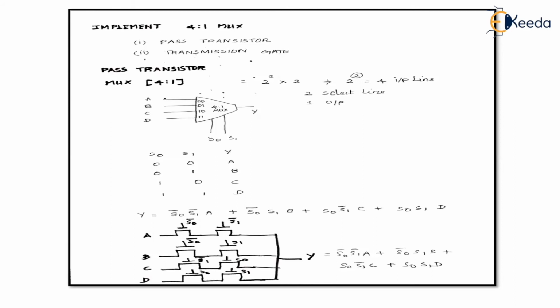What is the fourth term? S0 into S1. So I am giving the control signals directly as S0 into S1 into D. That is going to give you the output Y. So Y is equal to S0 bar S1 bar into A plus S0 bar S1 into B plus S1 bar S0 into C plus S0 S1 into D. So this is the 4:1 multiplexer using pass transistor logic. I guess you understood this concept. It is so easy. And next, we shall see the transmission gate logic.